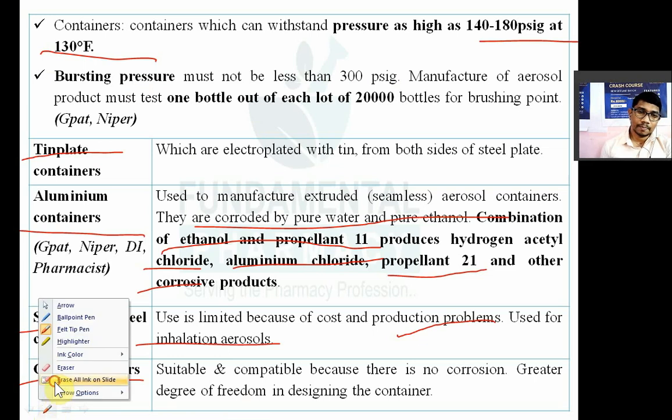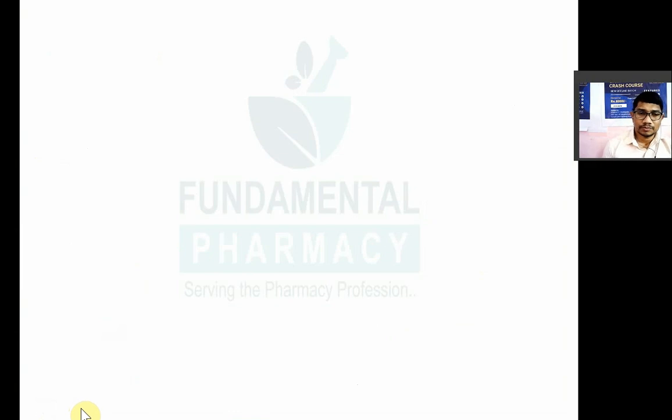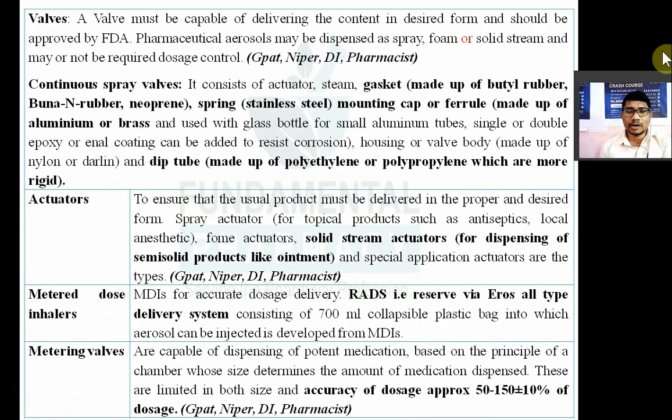कौन से? Continuous spray valve. Or for small aluminum tubes, single or double epoxy or anodized coating is there to resist corrosion. Housing is also there. Housing, then valve body is there. These are the parts of your valve. Valve के part होता है.